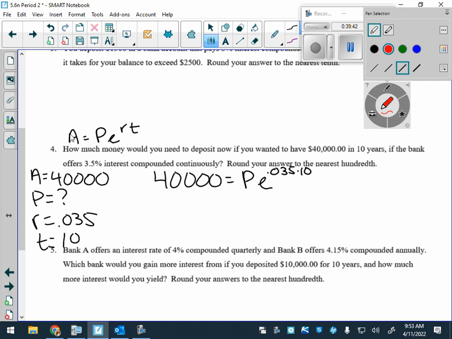How do we solve for P? Just, what's your initial thought? What would we do here? How do we solve for P? Careful, Jaden.